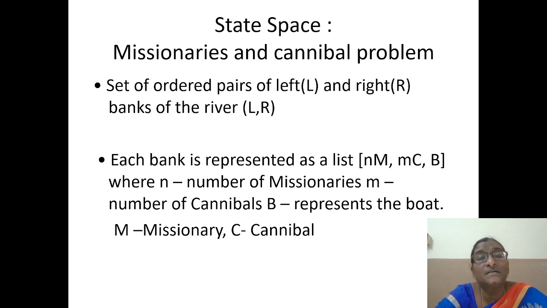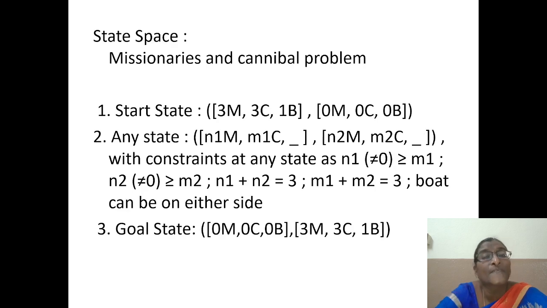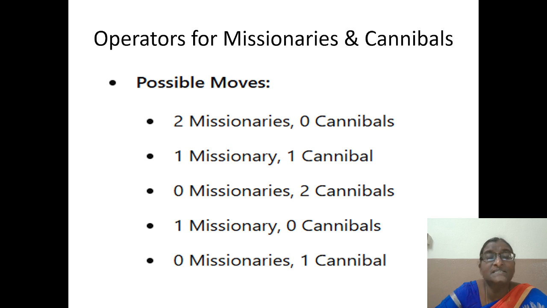Next thing is, here I told you we have two banks. One is the left bank, the other one is the right bank. And each bank is represented as a list, like NMB. N means the count for missionaries, M means the count for cannibals, and B means the boat. Start state is, you saw it, 3M, 3C, 1B, 0M, 0C, 0B. That means on the left bank you have 3 missionaries, 3 cannibals, 1 boat, and on the right side you have nobody. And an intermediate state can be like N1M, M1C, and boat, and so on. We'll see in the next slide.